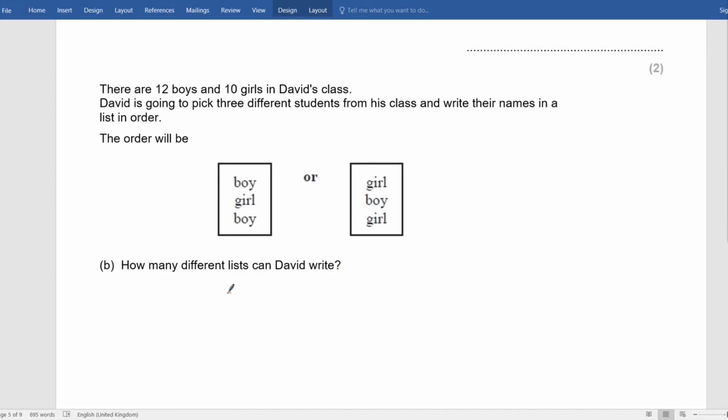lists can David write? So look, first of all, he's got 12 options for the first boy, and then 10 options for a girl to be selected, and then for the next boy there's only 11 options left. Okay, or means to add. So next one he's going to have 10 ways of selecting the first girl, then 12 ways of selecting a boy, and then 9 girls left to select from. So let's add these up.